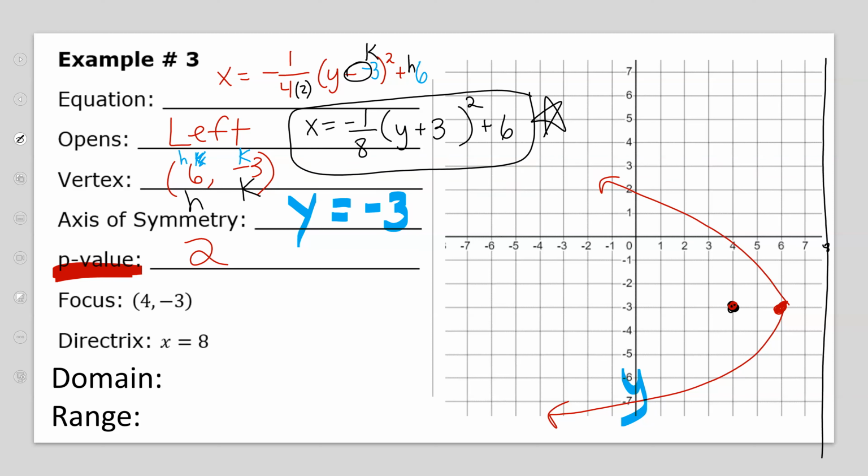The domain, you go left to right. So the domain is -infinity to 6, and the range is always the same, all real numbers. Okay, we just have one more example left. Just one more.